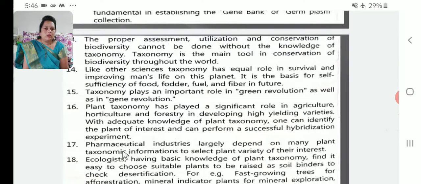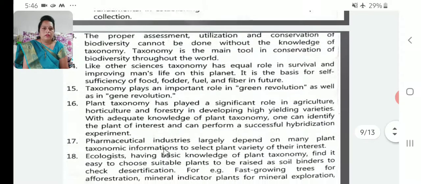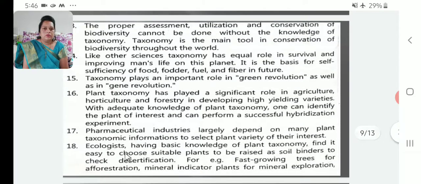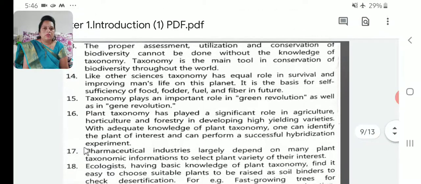This taxonomical knowledge is also used in pharmaceutical industries. It is also useful for the ecologist: with basic knowledge of plant taxonomy, one finds it easy to choose suitable plants to be raised as soil binders, to check desertification, for example fast growing trees for afforestation, and mineral indicator plants for mineral exploration. So these are the scope and importance of plant taxonomy.